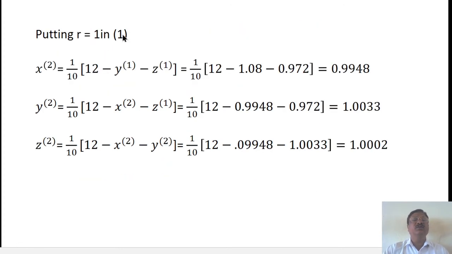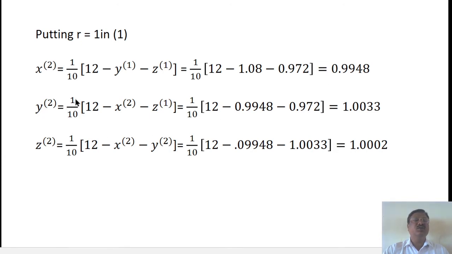Now put r is equal to 1 in 1. So that will be x raised to 2 is equal to 1 upon 10, 12 minus y raised to 1 minus z raised to 1, 1 upon 10, 12 minus, we got the values for y and z from previous iterate. So substitute and simplify, it will give you 0.9948.